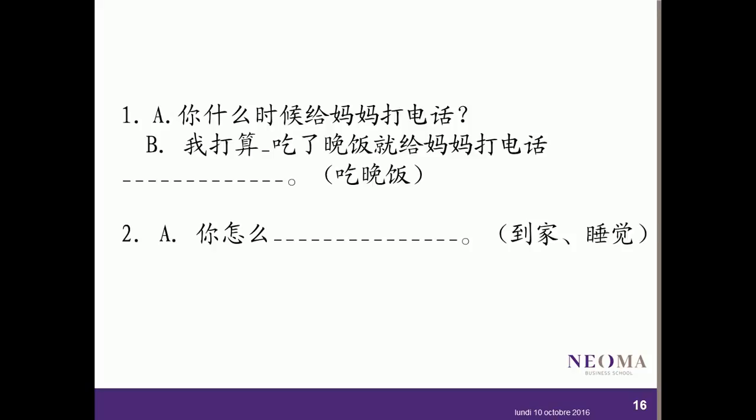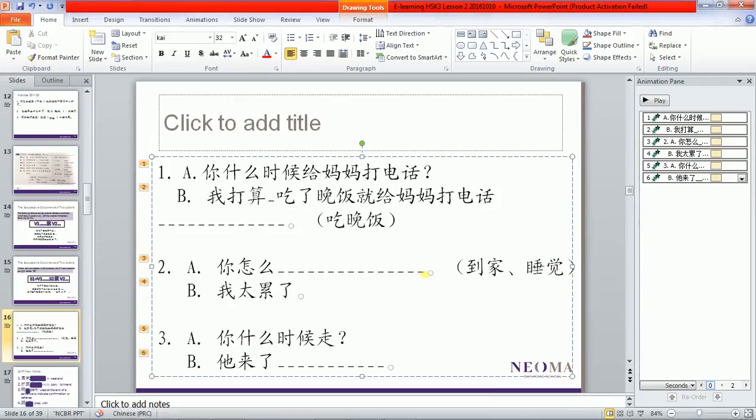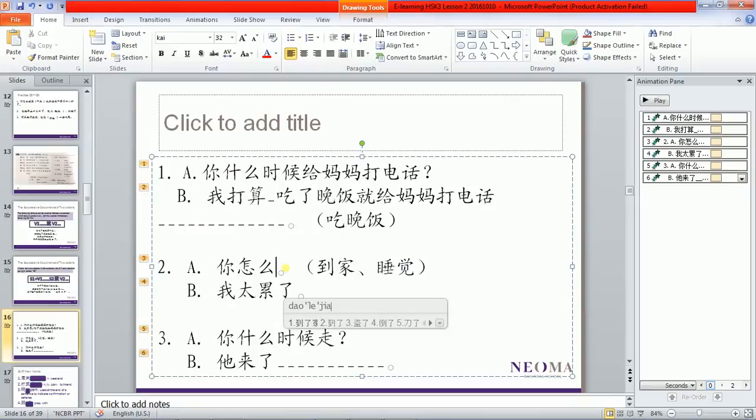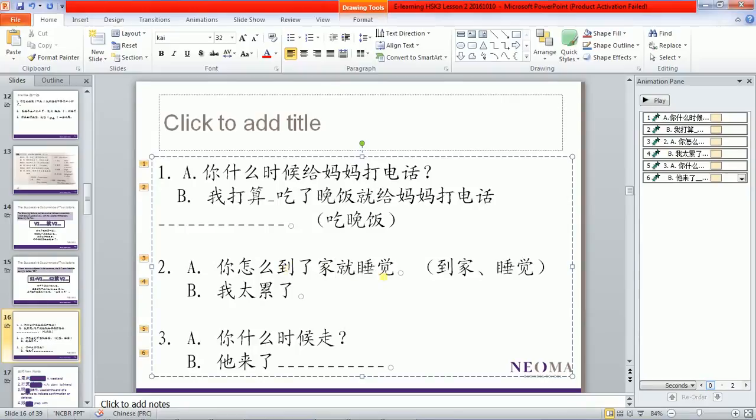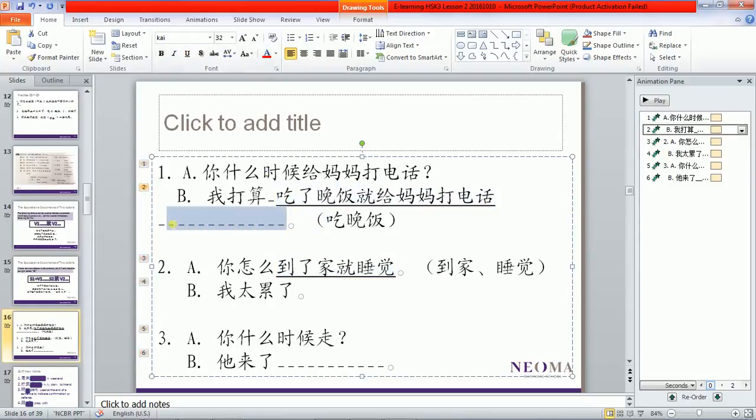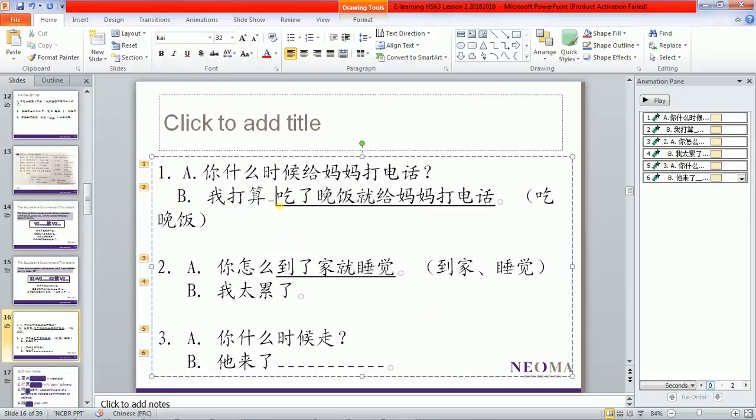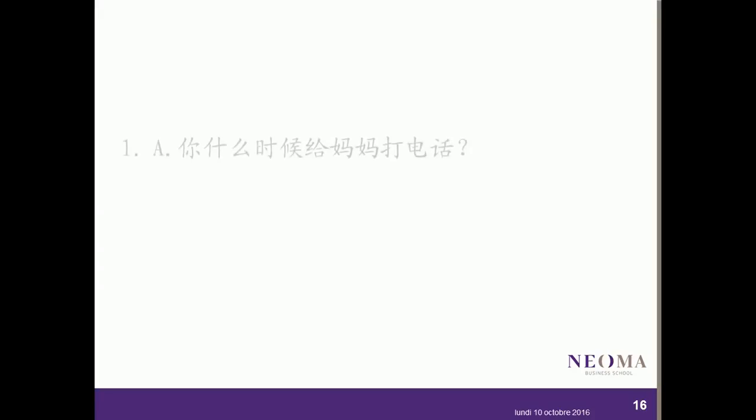Second, 你怎么 blah blah 到家 then 睡觉. That's definitely two actions. B says, 我太累了. Based on this conversation, B is too tired. So maybe right after he arrived home, he went to sleep. So you can change this sentence. 你怎么到了家, the first action is finished, the condition is met. So, 到了家就睡觉. How come you get home and then go to sleep? Then B says, I'm too tired.